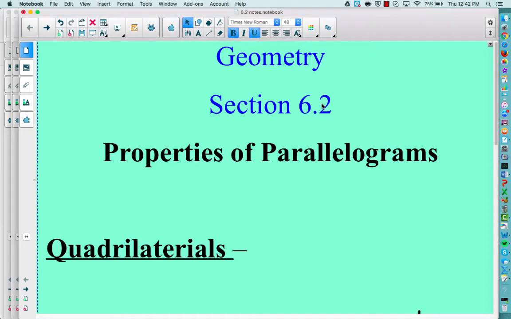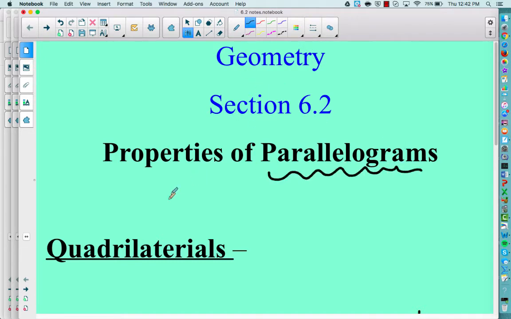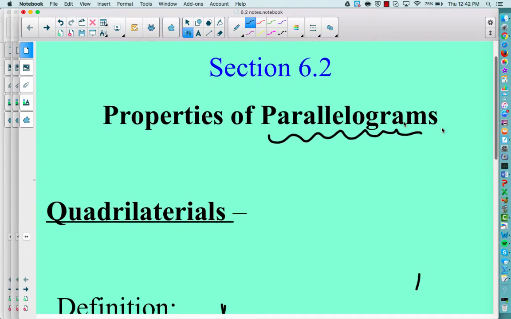Hi everybody, so today's lesson is going to be about the properties of parallelograms. The last few days we've been talking about polygons, and so now we're going to look at a very specific polygon called the parallelogram. Love parallelograms. In order to do that, first let's just define what family the parallelogram falls in.